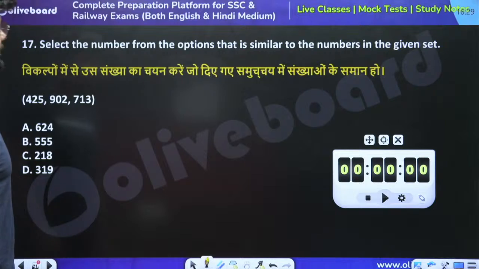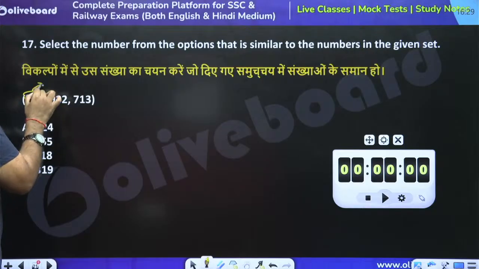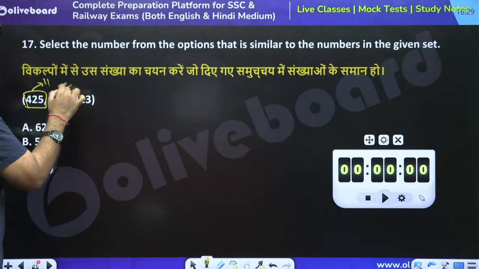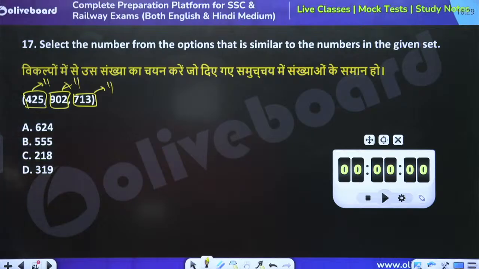The problem is catching the correct logic in the stipulated time. Okay, the logic here is nothing is going to work out here. I know not a typical SSC logic, but the logic is the digit sum is 11, the digit sum is 11, the digit sum is 11. Pick up where the digit sum is 11 again. So it's option C.